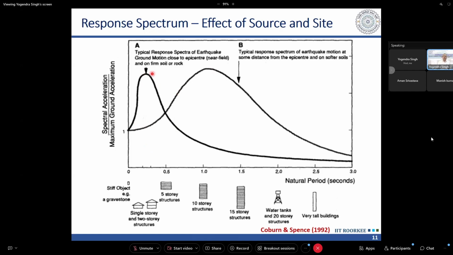is going to change. For example, here A is representing the shape of the response spectrum under a rock site. So if the site consists of firm rock, then the low period or high frequency contents will be more in the ground motion, and the peak response I'm going to get corresponds to low period. But if it is alluvium soil where soft soil layers are there, then the peak will shift. The peak is going to occur corresponding to a period which is the period of vibration of the soil.